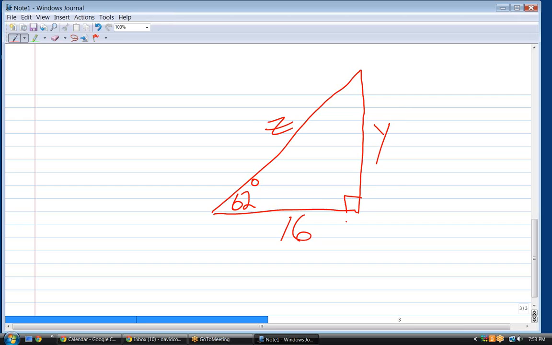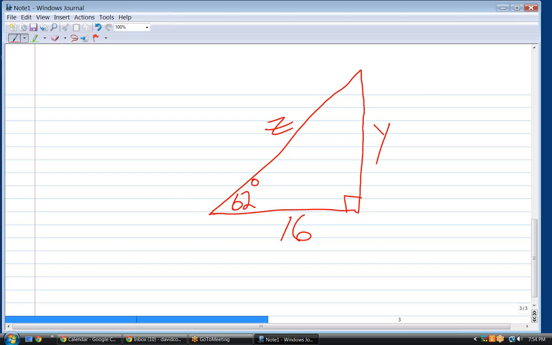Accurate picture? They don't have a picture for this. The y is the vertical pole. The wire is z. And the base of the wire, they said, was 16 feet from the base of the vertical pole, right? Yeah. Okay. So let's solve for y.